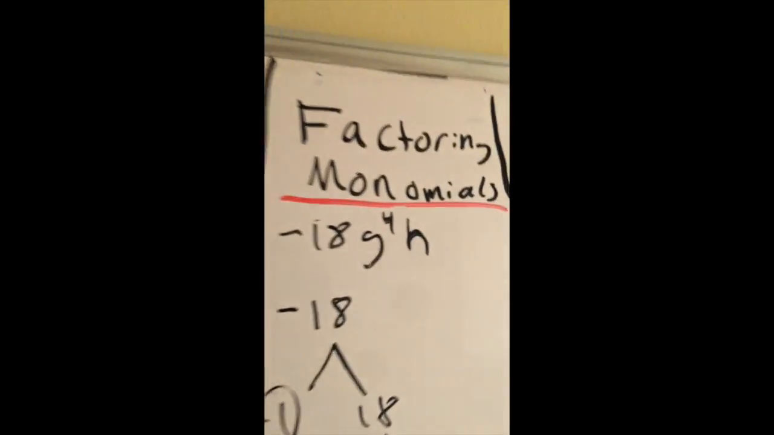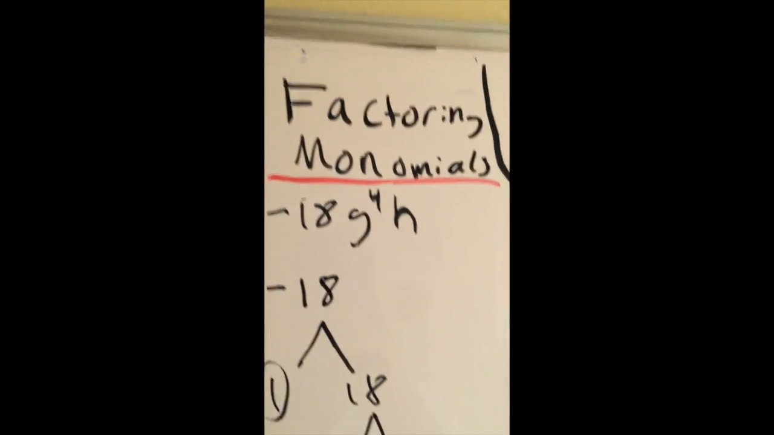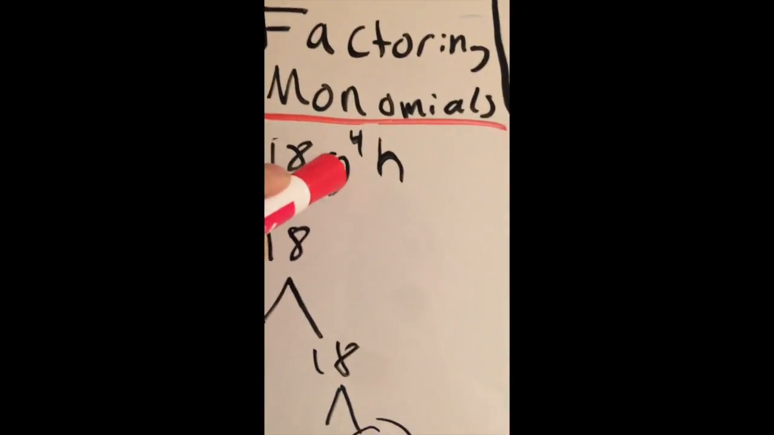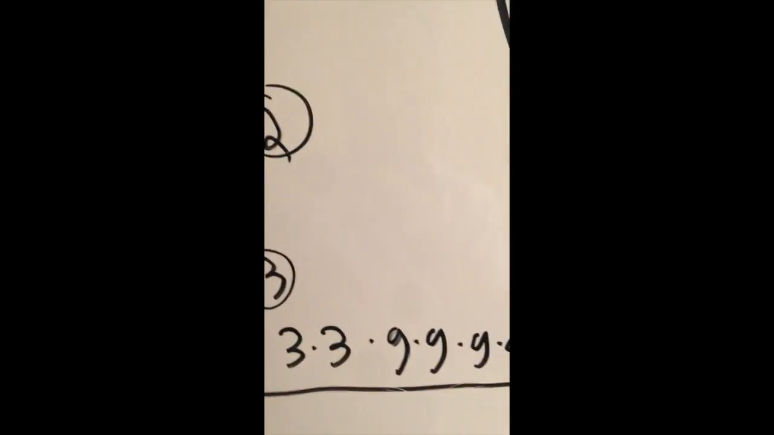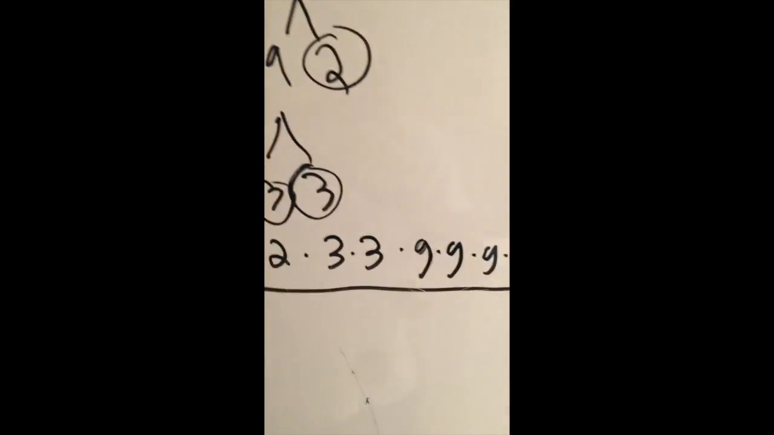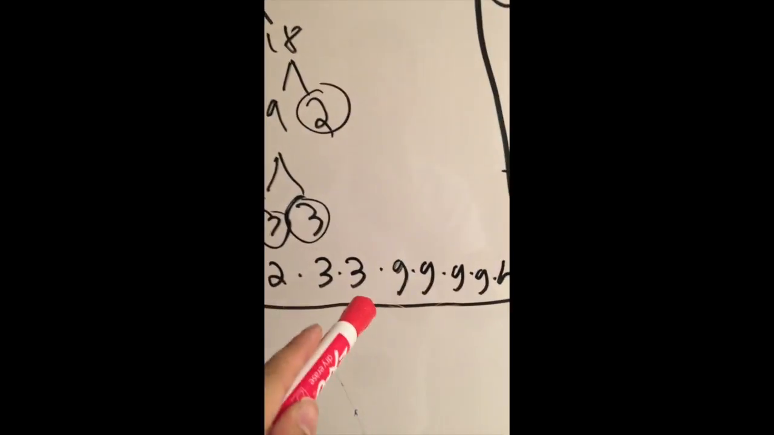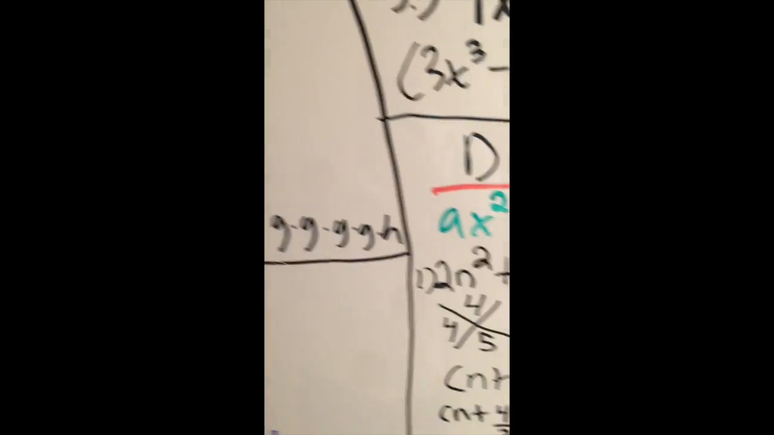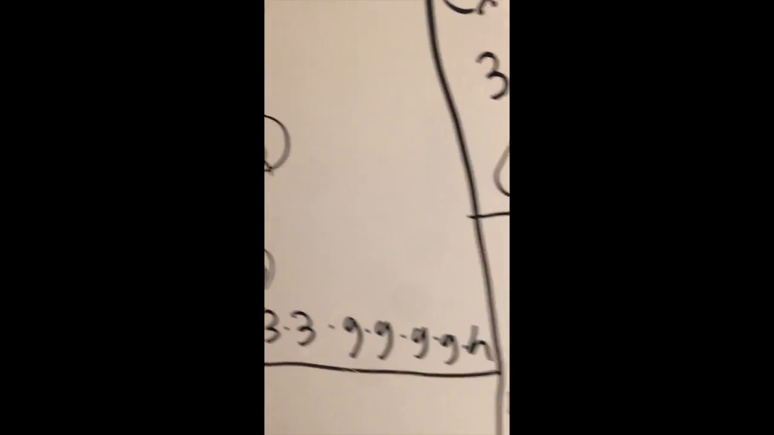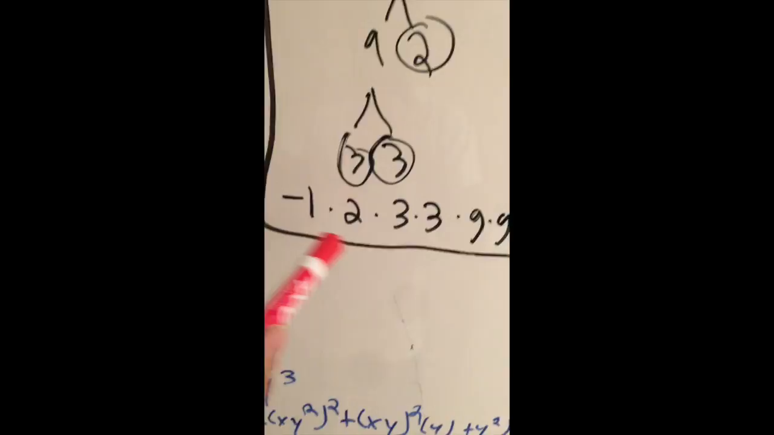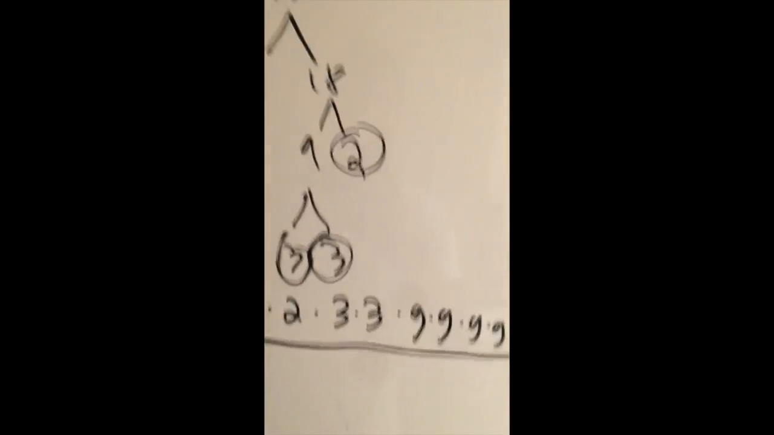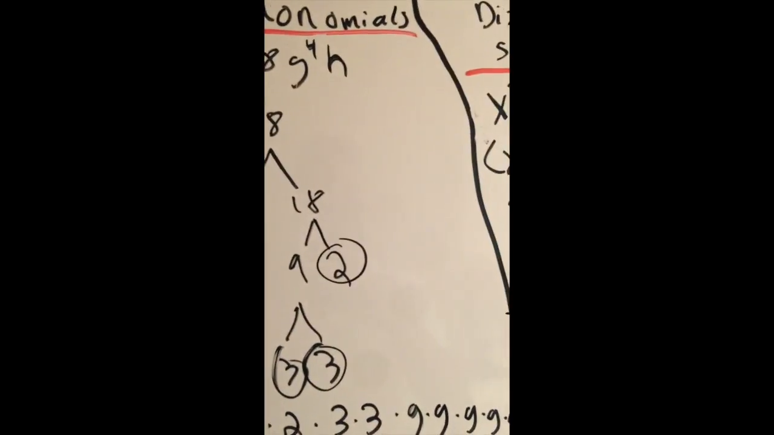Now here's where it comes in handy. Here we have our two variables, g to the power of 4 and h. You have to do this in order to be correct. Along with the numbers you multiply, you write this out: g times g times g times g, then h. That's literally all you have to do. That's your answer right there. That's it. Not that bad.